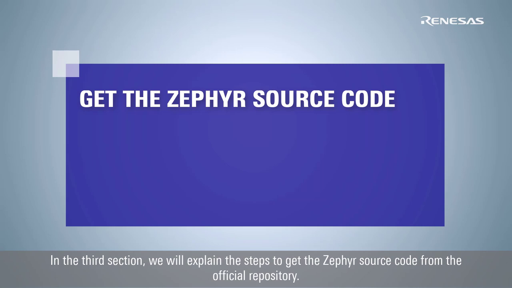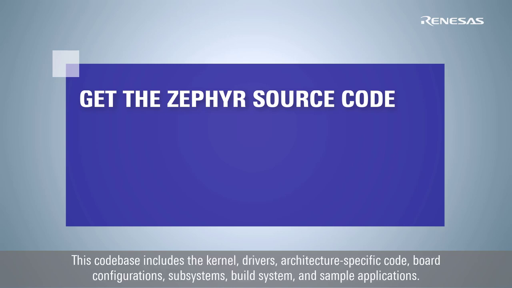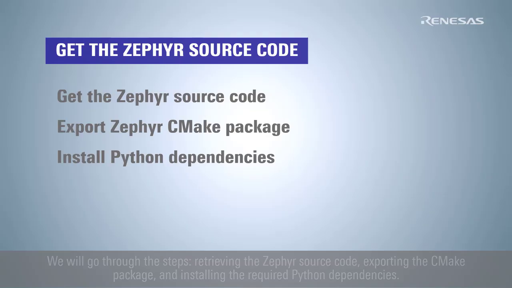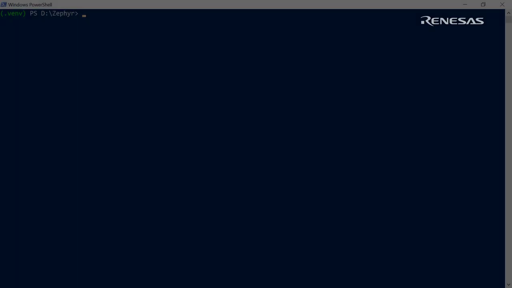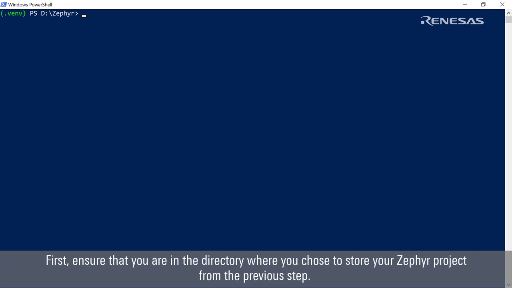In the third section, we will explain the steps to get the Zephyr source code from the official repository. This codebase includes the kernel, drivers, architecture-specific code, board configurations, subsystems, build system, and sample applications. We will go through the steps: retrieving the Zephyr source code, exporting the CMake package, and installing the required Python dependencies. First, ensure that you are in the directory where you chose to store your Zephyr project from the previous step.